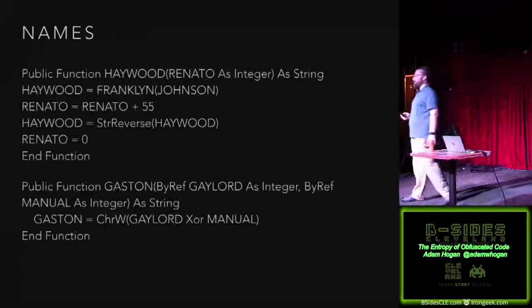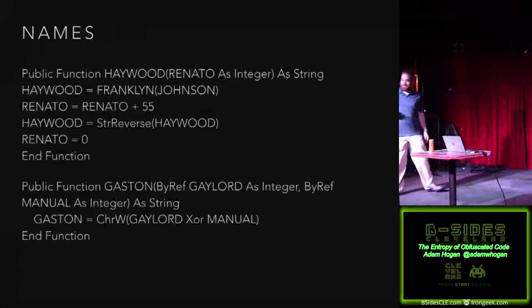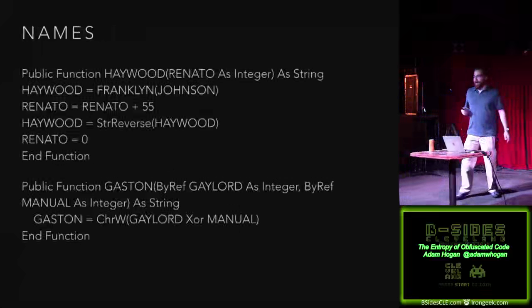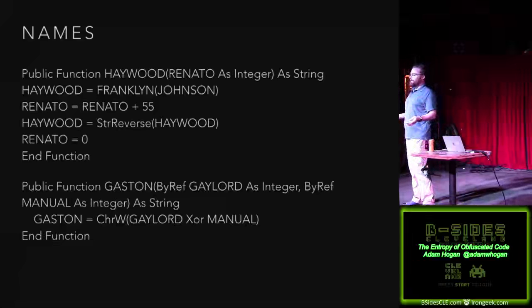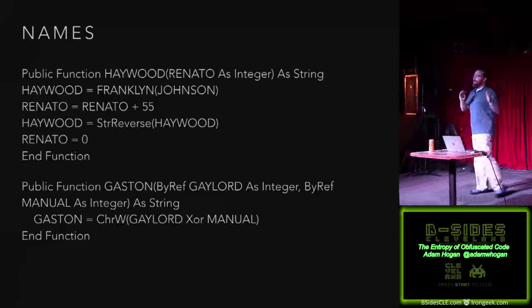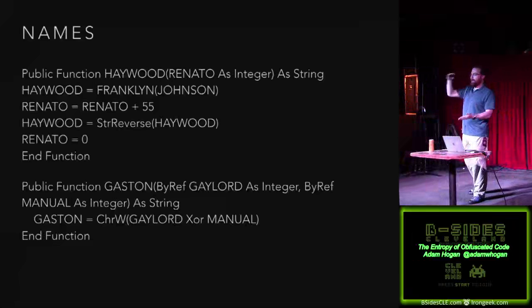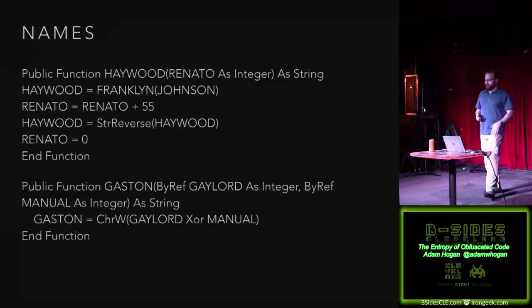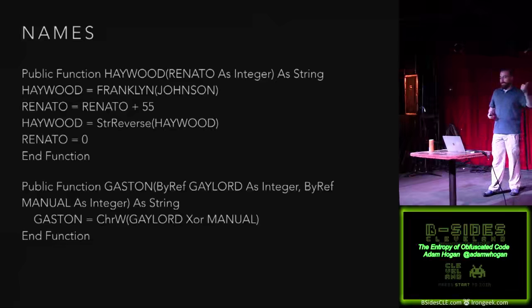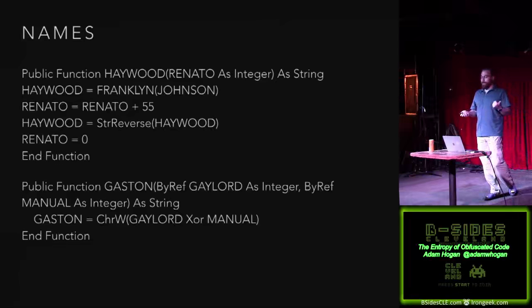Take a look at this code. All of the randomized variable names are first names. So the guys writing this malware are not randomly generating words. They've got a list of first names, and they are randomly picking from that. Whenever they randomly generate their malware, they substitute in first names. All right, so now we have this function Haywood, which takes the variable Ronaldo, and then maybe that'll call this function here, Gaston, which is going to take the variables Gaylord and Manuel. All right.